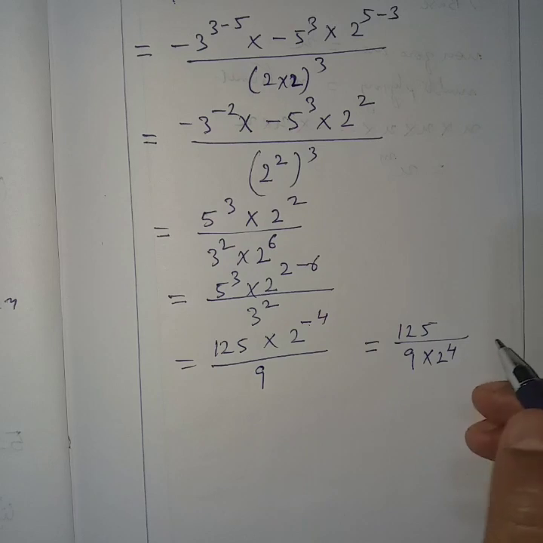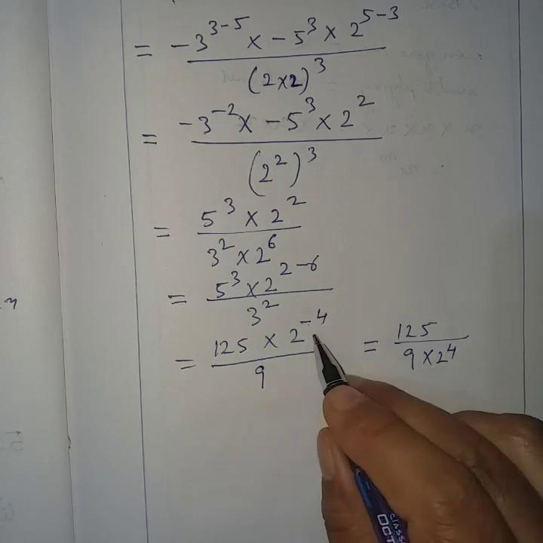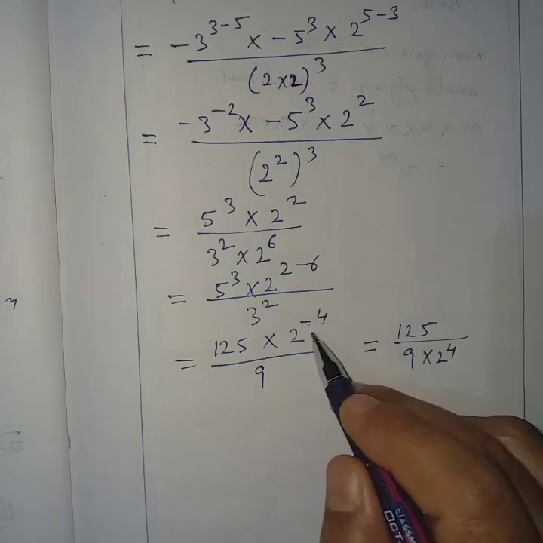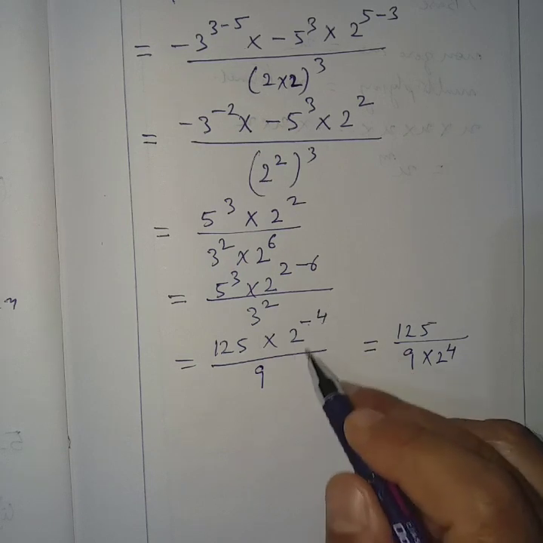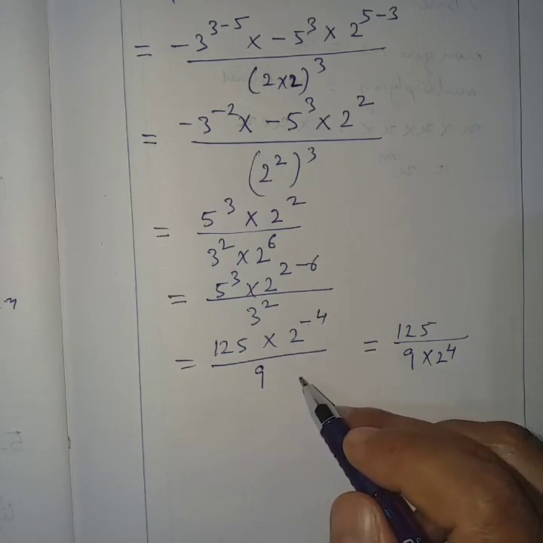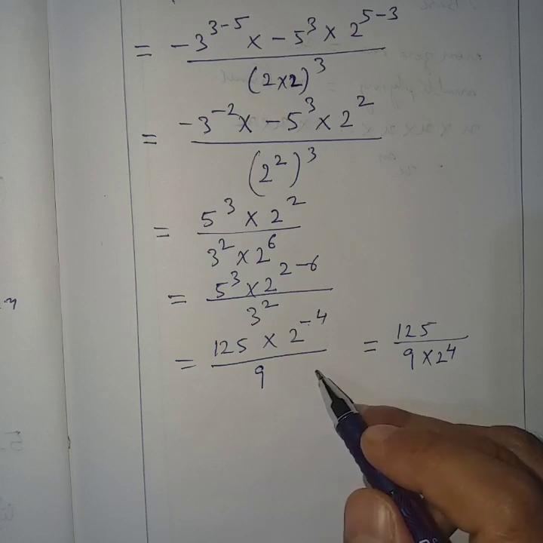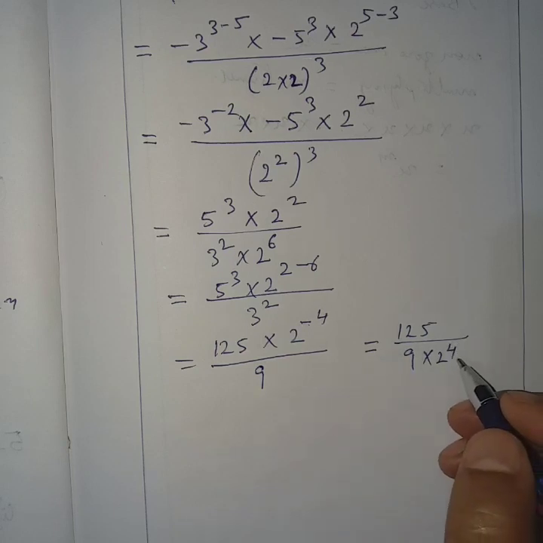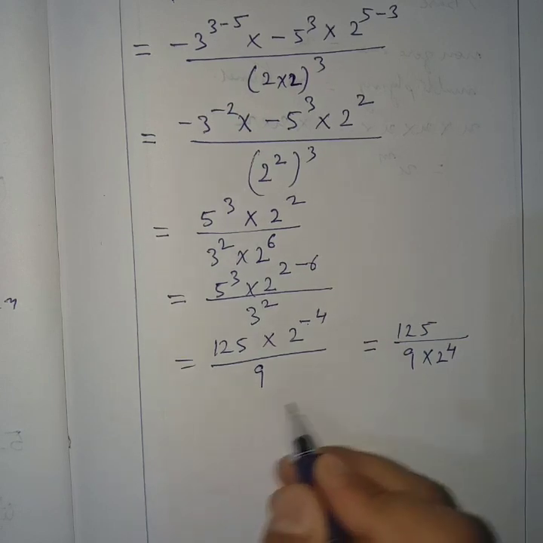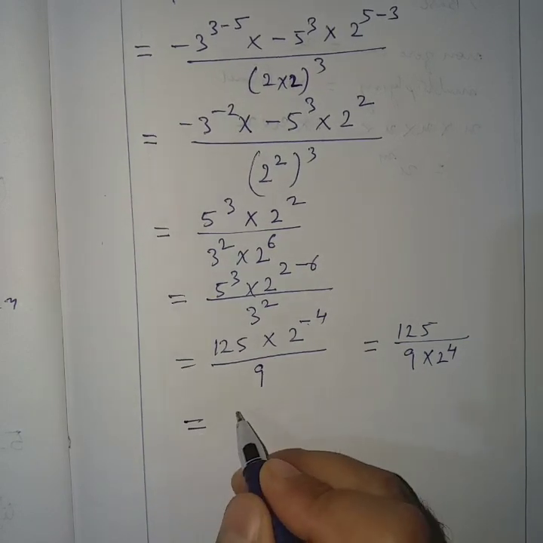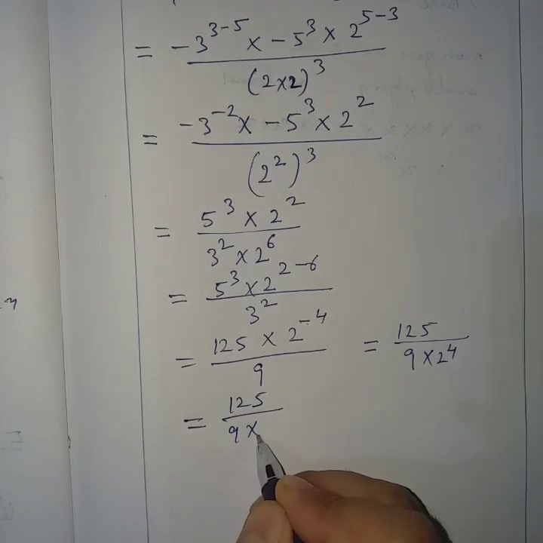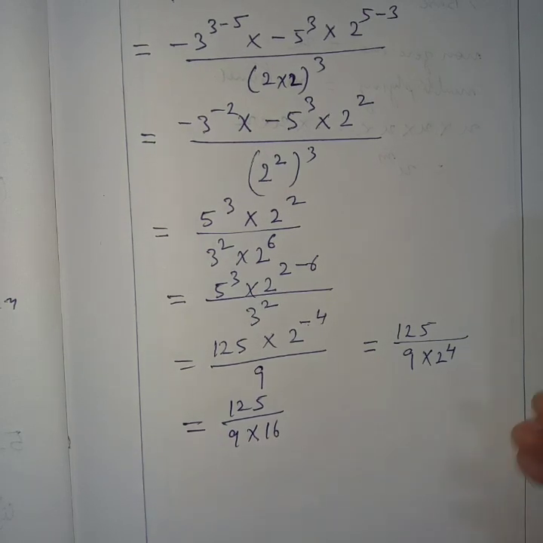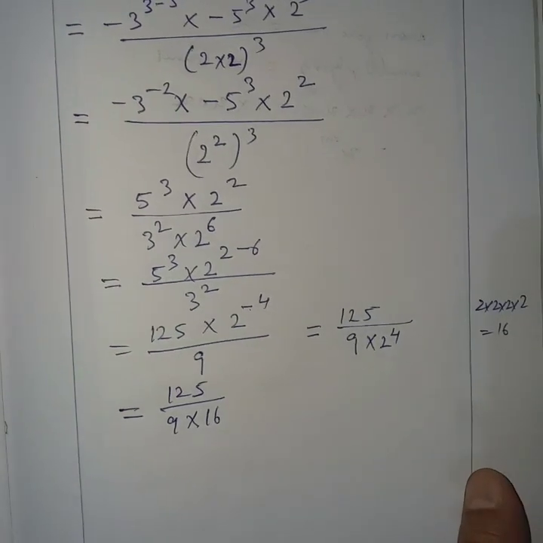Remember, without the minus sign: just to remove the minus we have written this quantity in the denominator. If it is in the denominator, then to remove the minus we can write it in the numerator. Anyway, after this step it equals 125 by 9 into 2 to the power 4, which means 16. You can do it in the rough: 2 into 2 into 2 into 2 is 16.